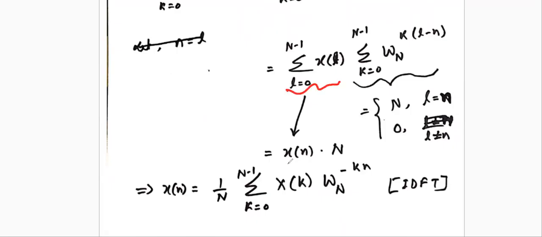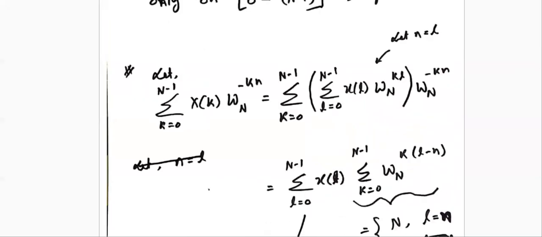This term is nothing but x[n], the full time domain sequence, multiplied with capital N. And this capital N actually came from here, from this expression on the left side. What did we have previously? We have this term. We start with that term.